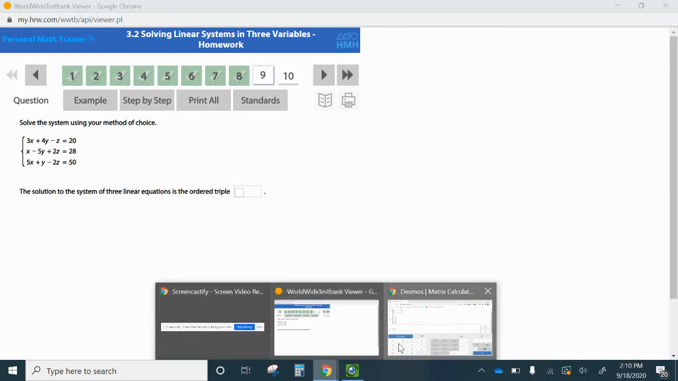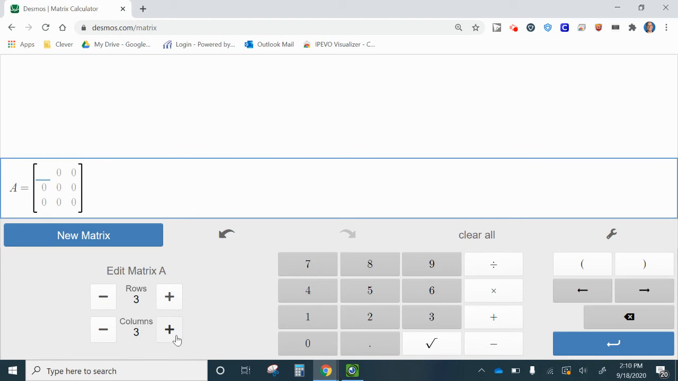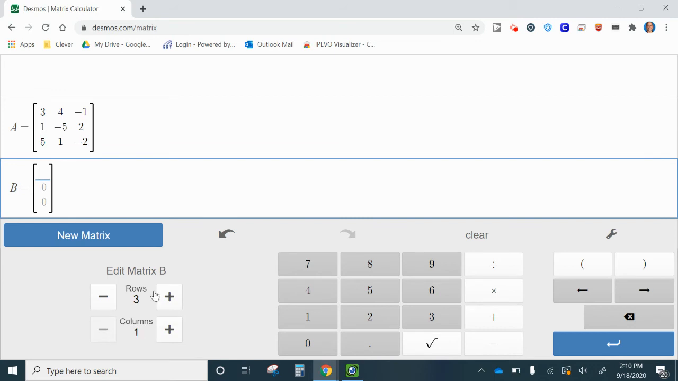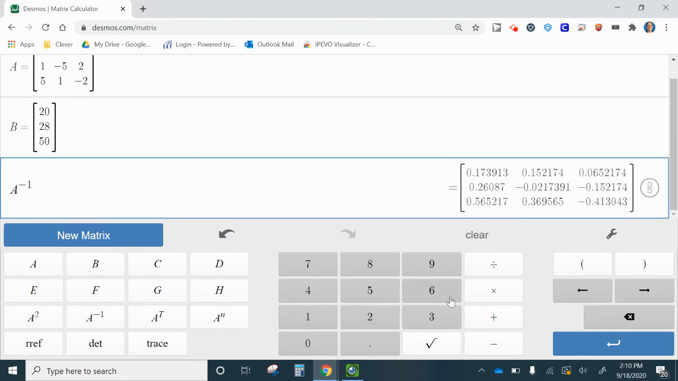And then B, new matrix, 3 by 1, is 20, 28, 50. Okay, and then we know A inverse times B is 11, negative 3, and 1. All right, so let's type that in. 11, negative 3, 1. Correct. Let's go to question 10.